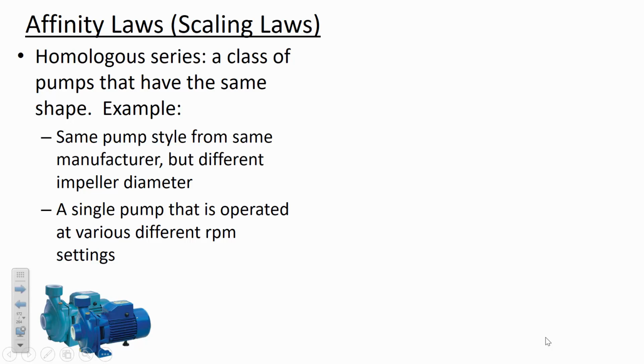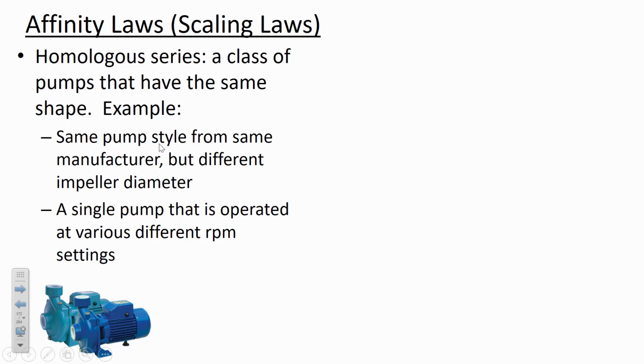All right. Affinity laws, sometimes called scaling laws, are used to describe what happens when you have a series of pumps that have a similar shape and similar performance but slightly different size. Oftentimes a manufacturer will have a certain style of pump that comes in an inlet diameter of 1 inch, 2 inch, 4 inches, 6 inches. All they're really doing is scaling up the size of the impeller vanes and the size of the inlet and the outlet. But a lot of the characteristics are similar within that series.